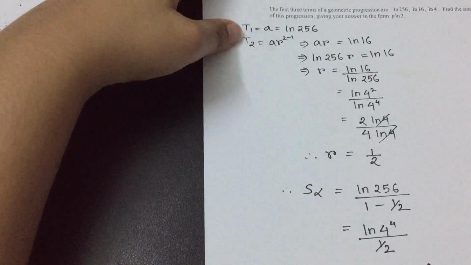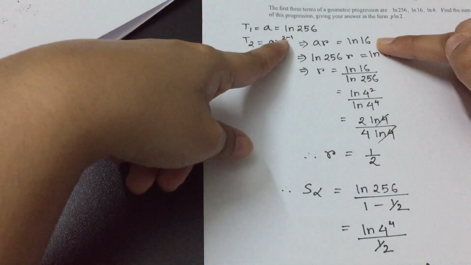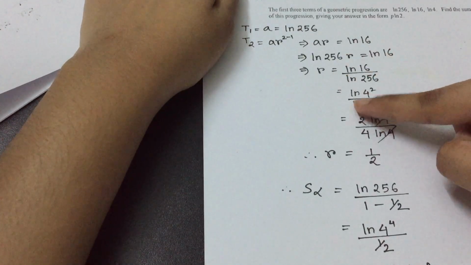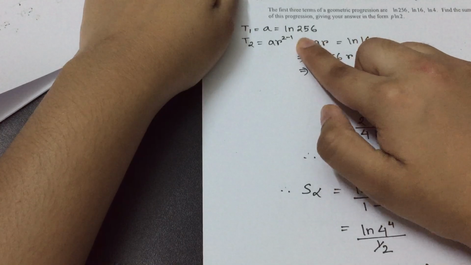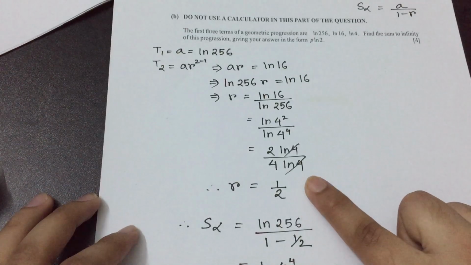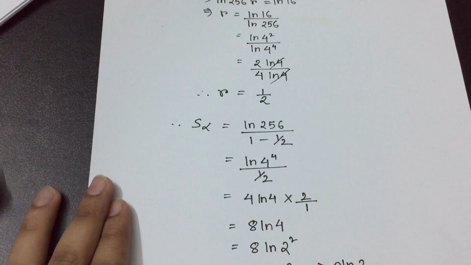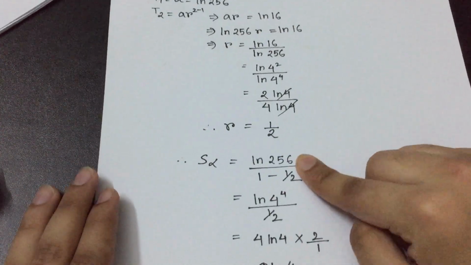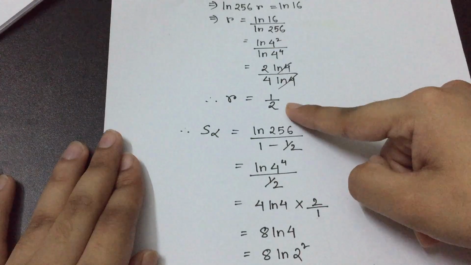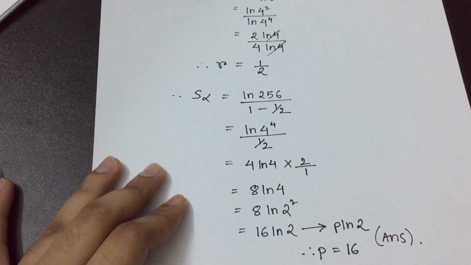Since the first term is given as a and the second term is given as ln 16, I have used the formula ar to the power 2 minus 1, which is ar equals ln 16. And from there you can easily make r the subject because the first term is given, and that gives you half. And then finally you can use the formula for the sum, which is a by 1 minus r. A is ln 256 because it's here in the question, and r we just found out is 1 by 2. You just use the formula and solve it, and you get p as 16.